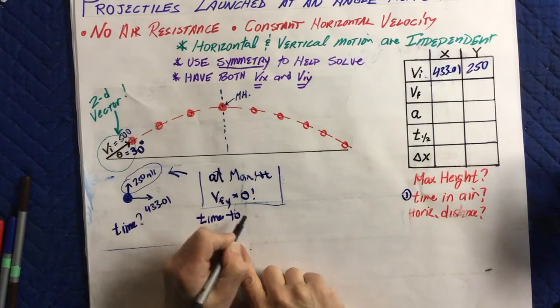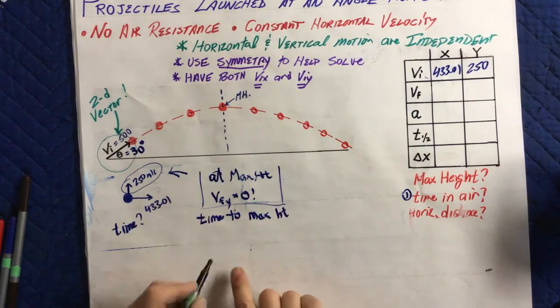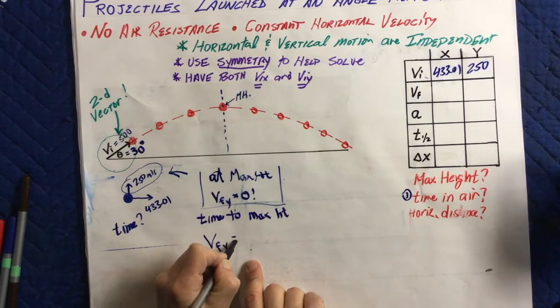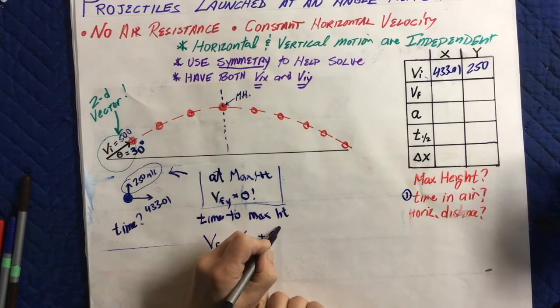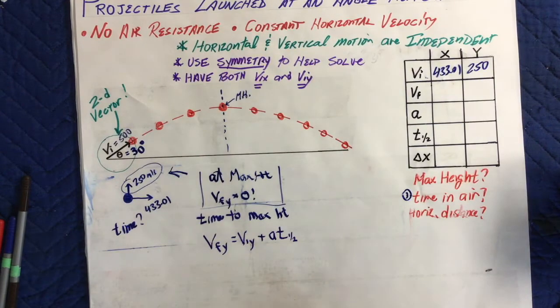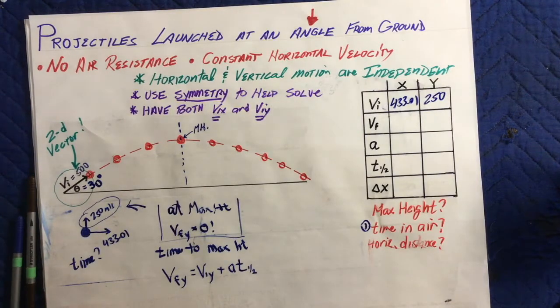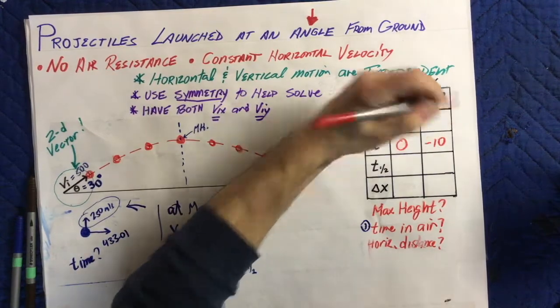So time to max height. And I'm going to use this: VFY equals VIY plus AT. Now this is going to be a T1 half. I want to make sure I note that, hey, that's the halfway time when I'm looking at this. Well, I haven't done a lot over here, so let me start filling things in again. Acceleration in the x direction, 0. Acceleration in the y direction, we use -10.